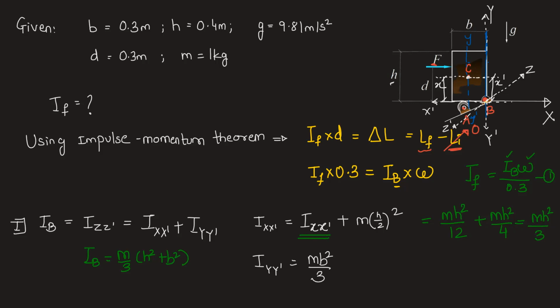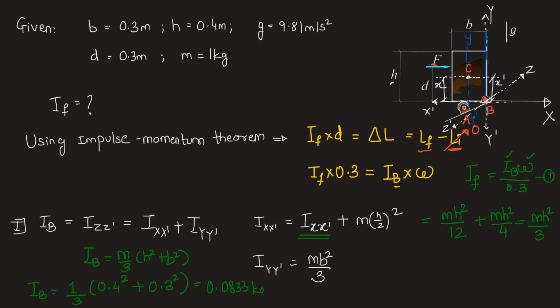Let's substitute the values and find out IB. So IB will be equal to mass 1 kg upon 3 into h, which is 0.4, square of it, plus b, which is 0.3, square of it. So we get this as 0.0833.